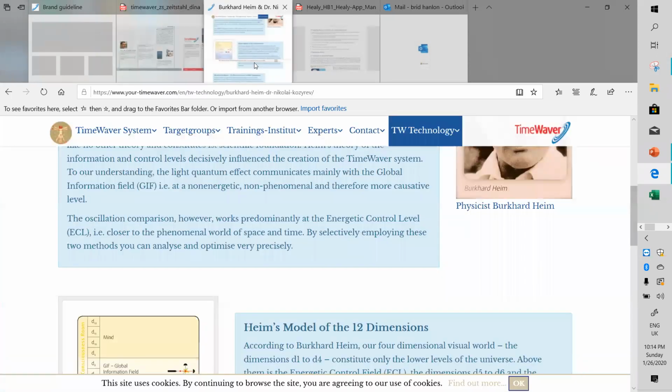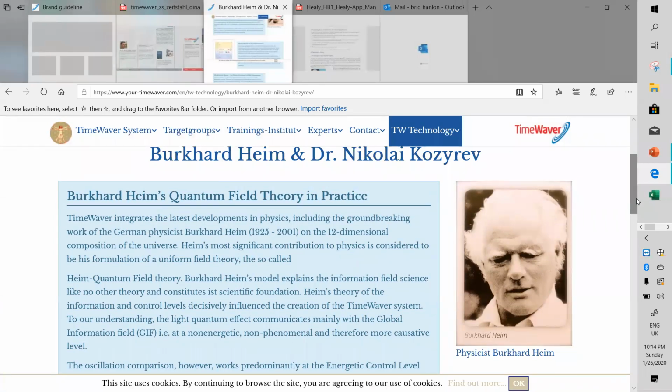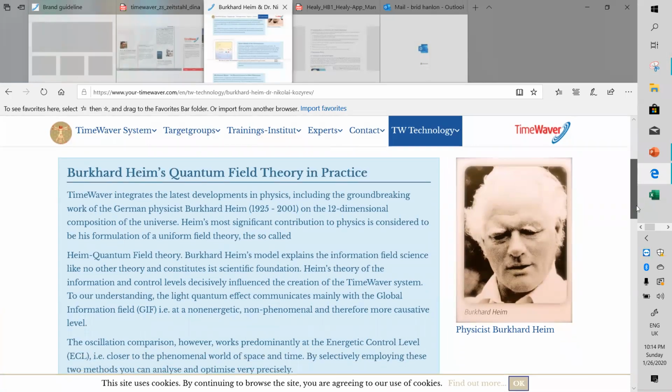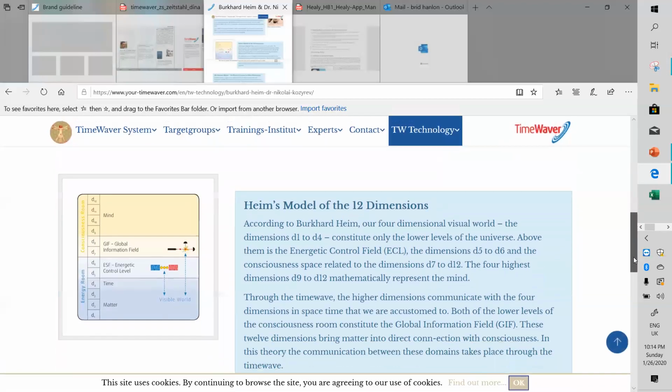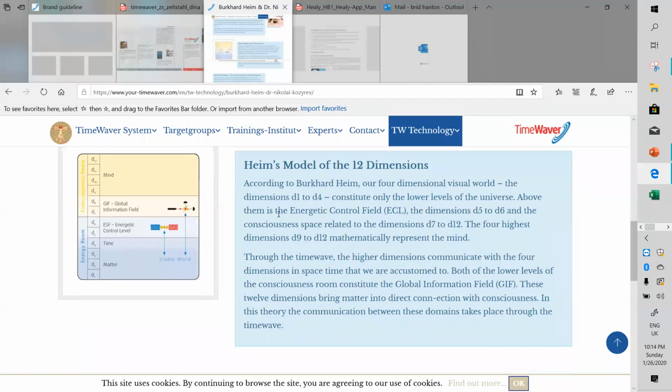Let me just bring you to another reference here. Markus worked with a physicist called Burkhard Heim. And Burkhard Heim was a mathematician mainly. He was the first to mathematically prove the existence of 12 dimensions of consciousness. And Markus was absolutely fascinated by this and studied it very, very deeply, and was very excited to see that we can represent consciousness and matter in this kind of description.